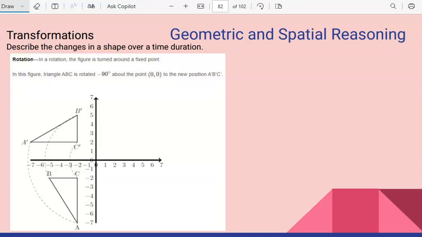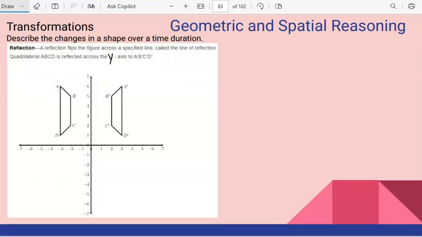Transformations describe the changes in a shape over a time duration. Rotation. In a rotation, the figure is turned around a fixed point. In this figure, triangle ABC is rotated 90 degrees about the point 0, 0 to the new position A', B', C'. Reflection. A reflection flips the figure across a specified line, called the line of reflection. Quadrilateral ABCD is reflected across the y-axis to A', B', C', D'.